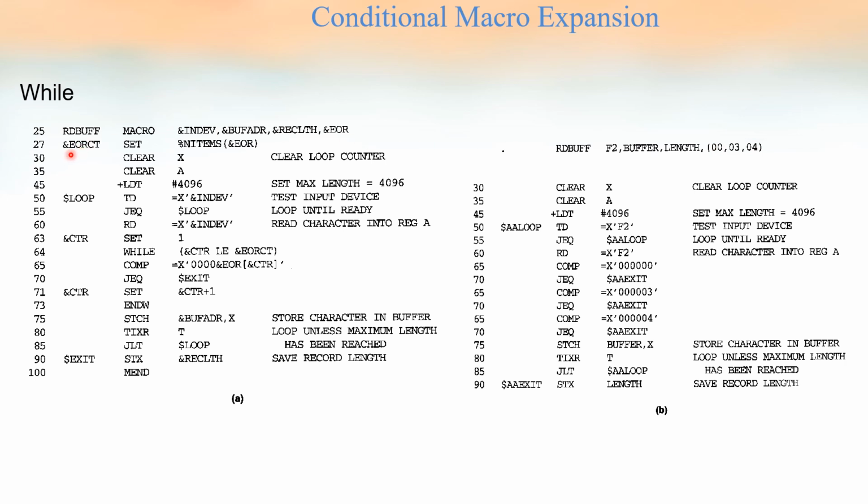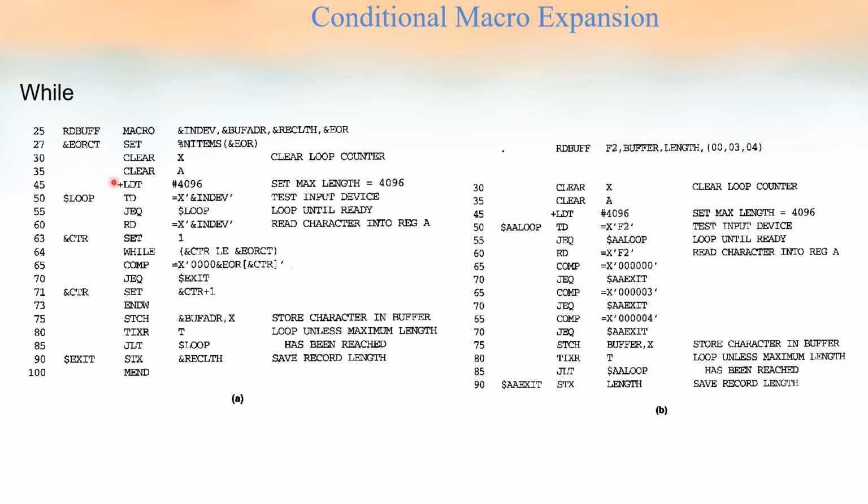Here this is again a macro time variable because it is preceded by the ampersand symbol and it's not there in the parameter list. This variable is the end of record counter, that is, how many values are there in this list, &EOR. %NITEMS is a function used to count the number of values in this array. In this example the number of items is 3. So this counter value will be 3.